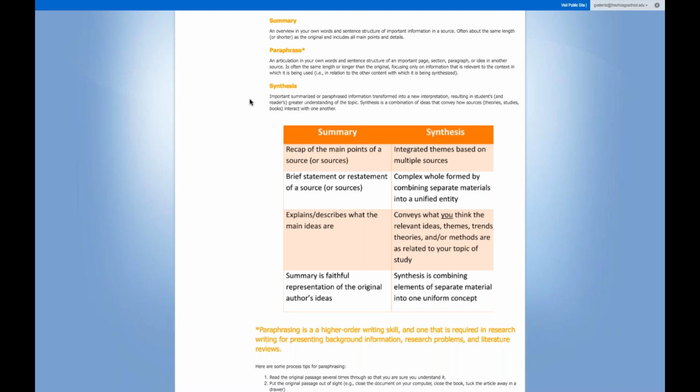Summary explains and describes what the main ideas are, but synthesis conveys what you think about those relevant ideas, themes, trends, or theories, or the methods that were used in the studies. Essentially, synthesis is your interpretation of the importance and the validity of those sources. So your opinion must be present to have synthesis. Finally, summary is a faithful representation of the original author's ideas. There's no place for opinion in summary.